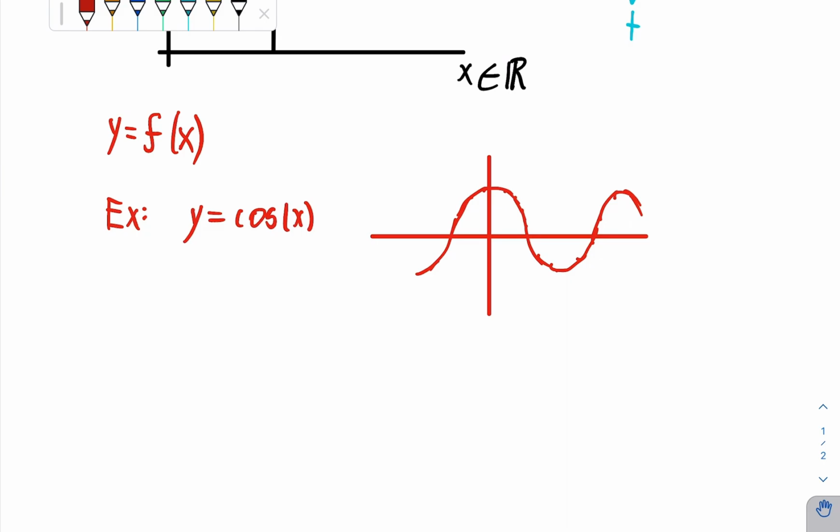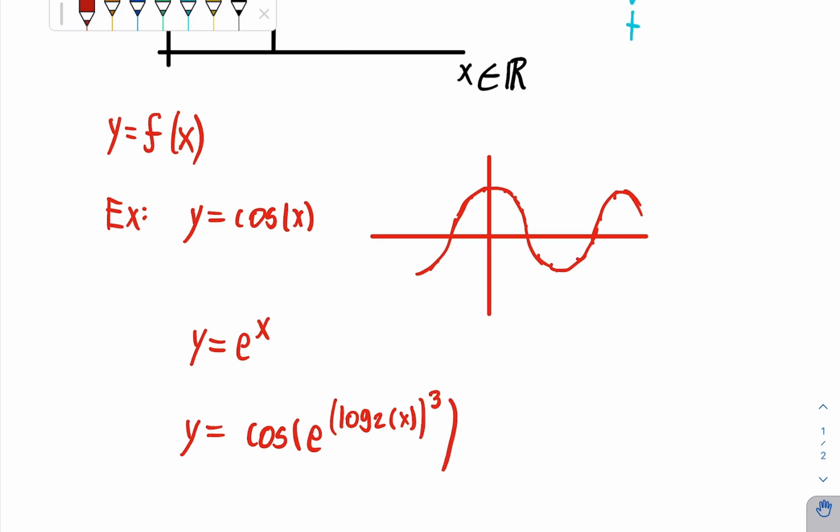We can also have an exponential function. And we can continue to go crazy with all of these different function types. We could have the cosine of the exponential to the log base 2 of x to the third power. And that would also be a function as well.